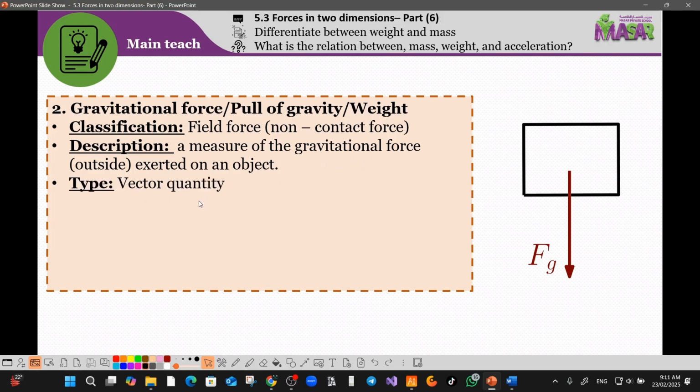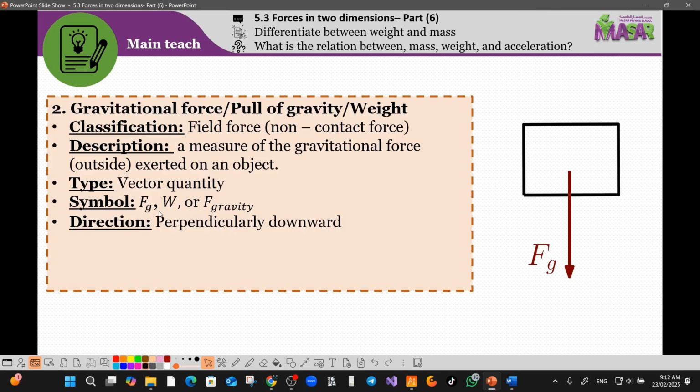It's a vector quantity, which means we need to describe its magnitude and its direction. The possible symbols for this force are Fg for the force of gravity, W for the weight, or F gravity. All of these symbols are accepted, and we need only one of them to use as a notation for this type of force.